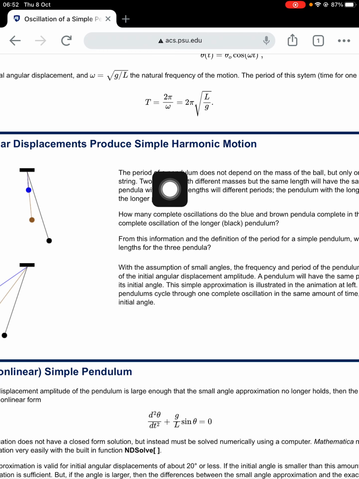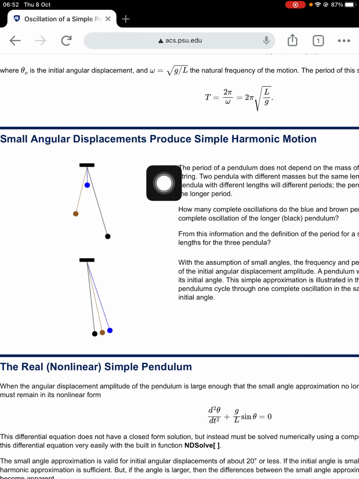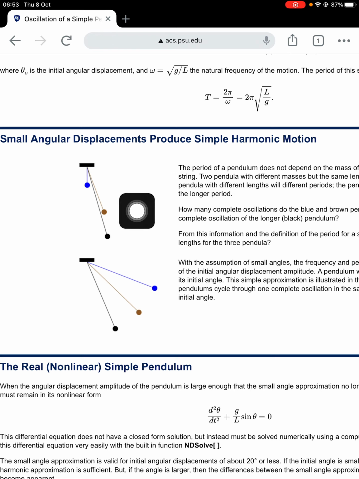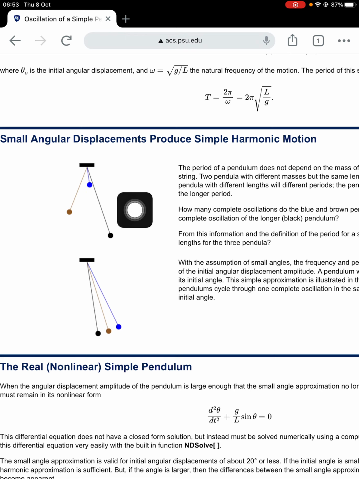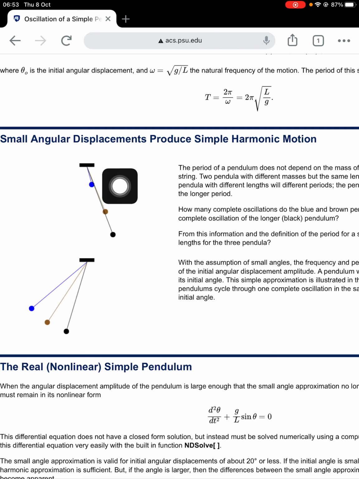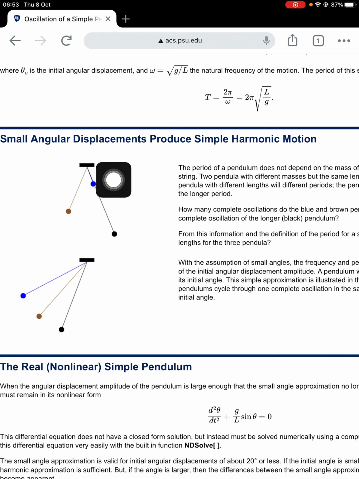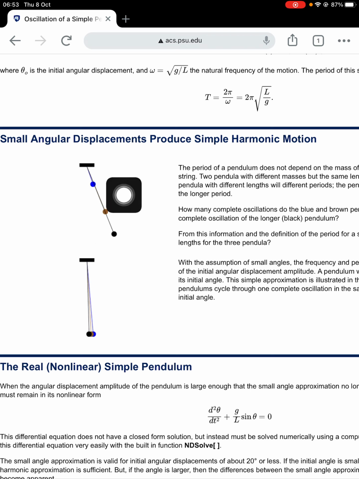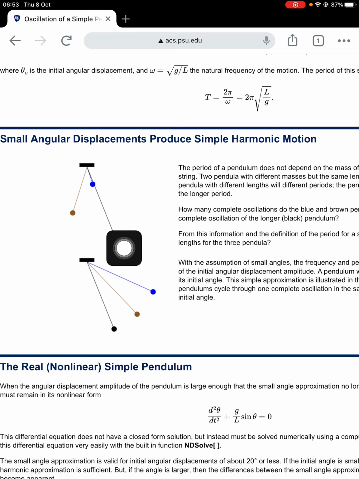Look at this picture. You can see that we have three pendulums, the blue, the red, and the black one. The difference between these three is that the lengths of the strings are different. For the blue one, the length of the string is shorter than the black one, which has the longer length. So it seems that the blue one will oscillate back and forth faster than the black one.